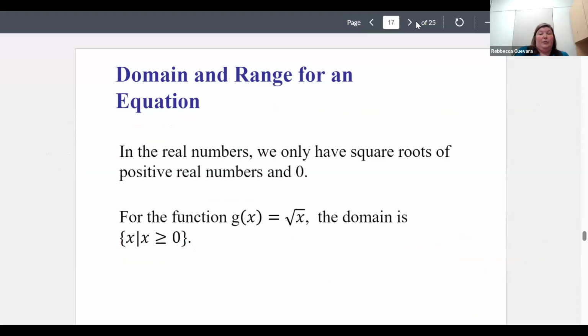For the real numbers, we only have square roots of positives and zero. Like I said, we can only do square roots of non-negative numbers in reals. For the function g of x equals square root of x, the domain is going to be any x value that is 0 or greater. Because I can do the square root of 0, I can do the square root of 1, I can do the square root of 2, I can do the square root of 1 billion. That's fine because those are all positive or 0.